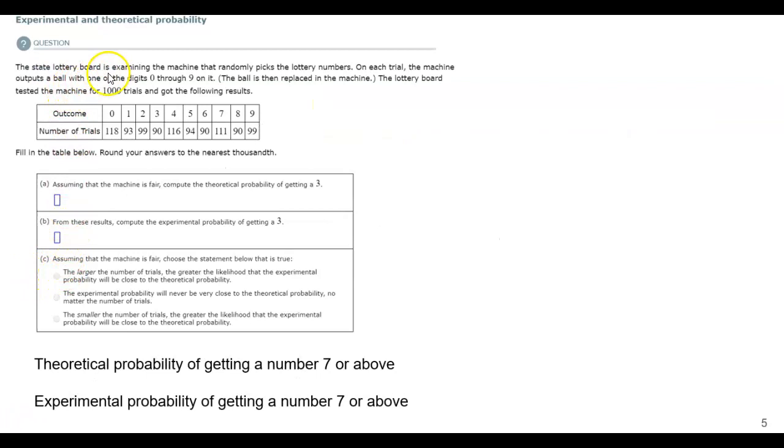The state lottery board is examining the machine that randomly picks the lottery numbers. On each trial, the machine outputs a ball with 0 through 9 on it. The ball is input in the machine. It's tested 1,000 times, and this is the data it gets out. Question A, assuming it is a fair machine, compute the theoretical probability of getting a 3. What's important there is that it wants the theoretical probability.